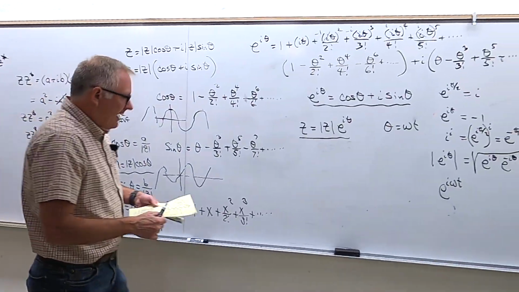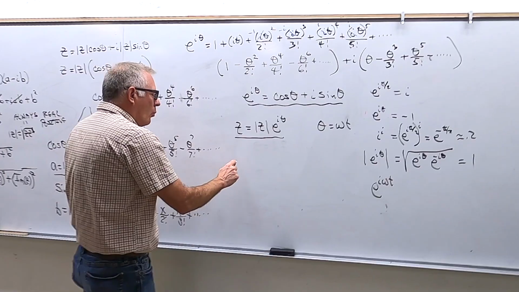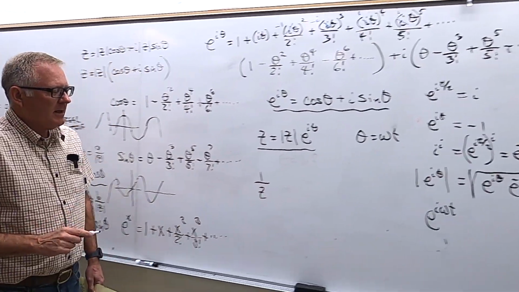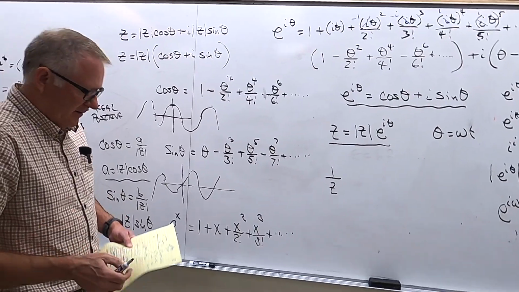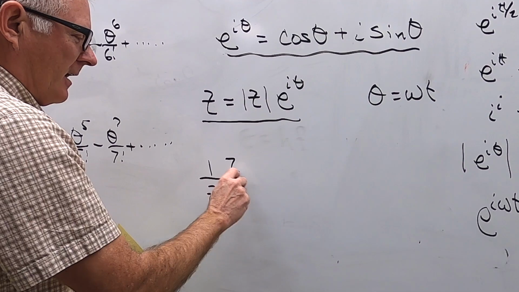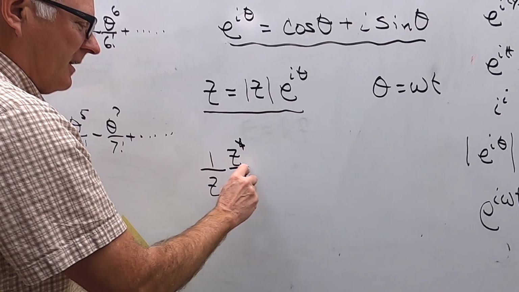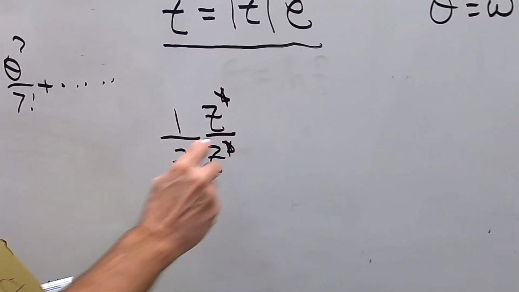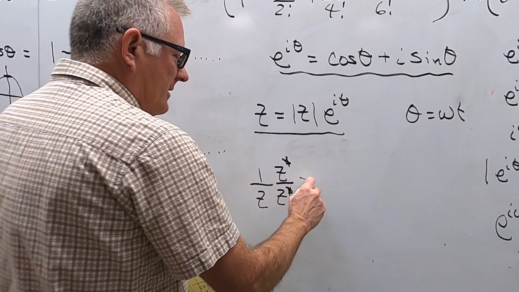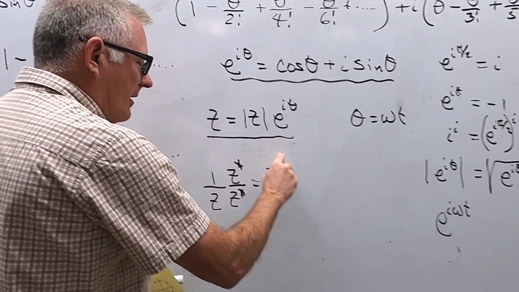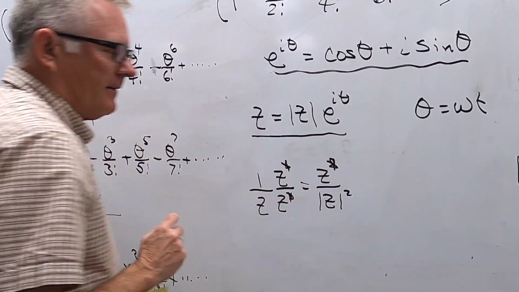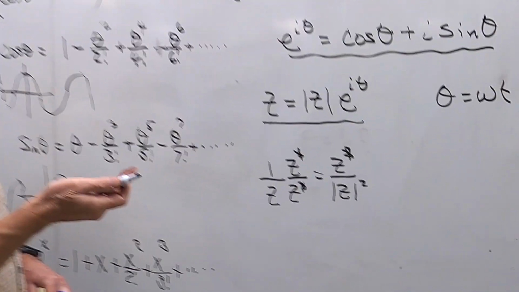Well, what if we have something like 1 over z? How do we bring that up to the numerator? Well, what we do is we multiply the top and bottom by its complex conjugate. Because the denominator now is real, this becomes z star all over the magnitude of z squared. So now we've brought the complex part up.